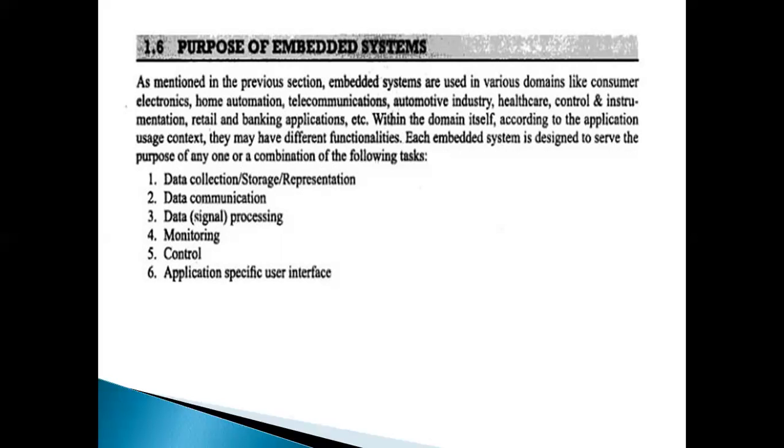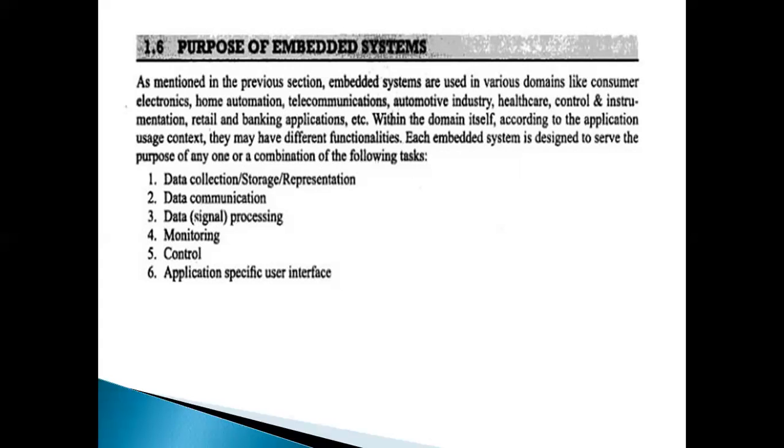For example, in the case of controlling the temperature of the boiler. So in boilers, the water will be heated. Okay, when the water temperature increases, the pressure also increases. When pressure increases, the boiler may get blasted. To avoid that, the temperature is continuously monitored, and according to that, the temperature is controlled to control the pressure. Okay, temperature and pressure both are measured, and temperature is controlled by controlling the heating of the boiler to control the pressure. Next, application specific user interface.